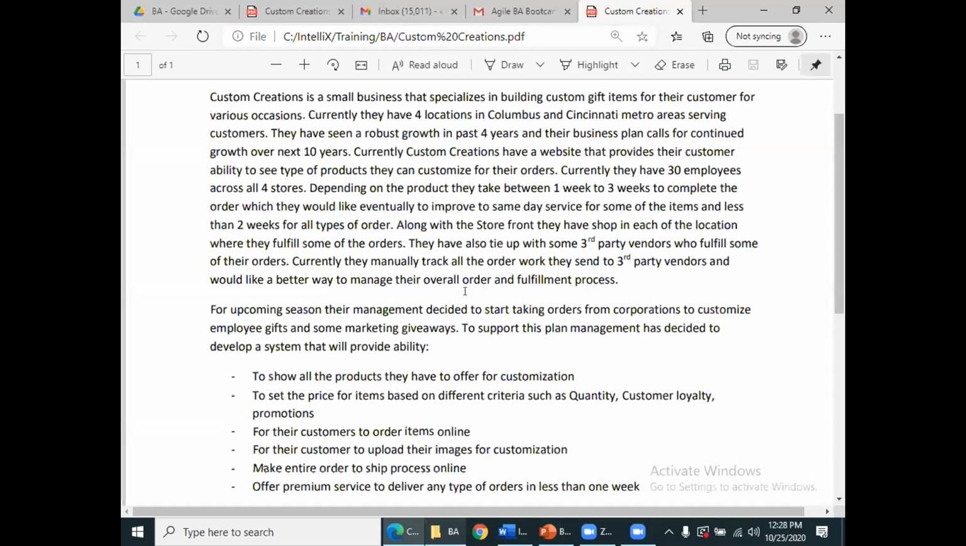What is the problem? And what is the scope? They're telling me to build a system, right? What is the scope? They would like a better way to manage their overall order and fulfillment process. This is where they're saying that they're going to invest. Why are they investing it?